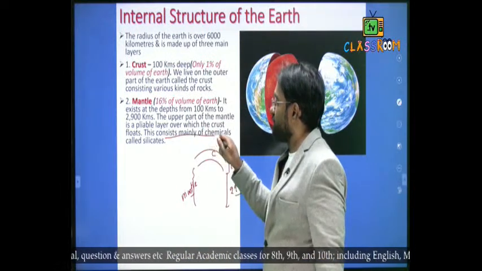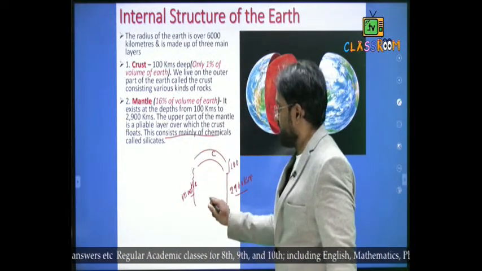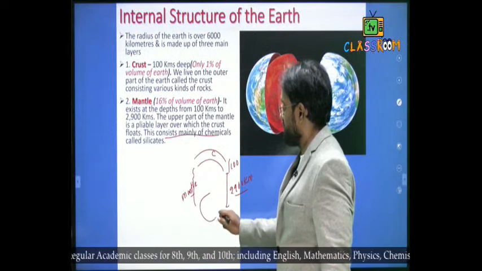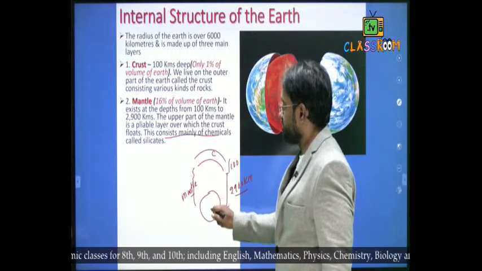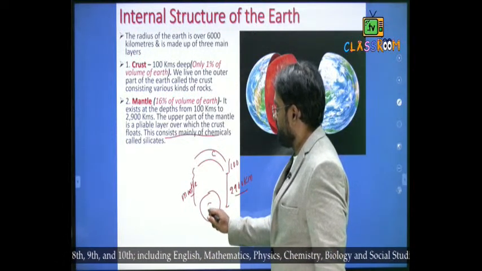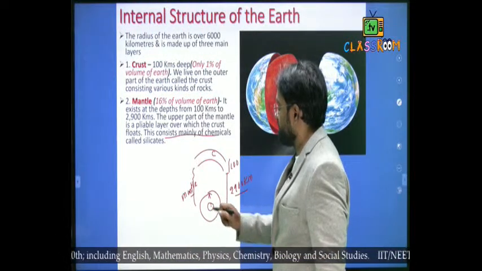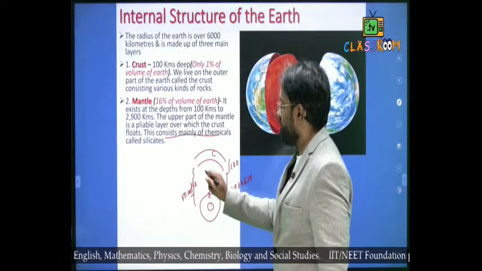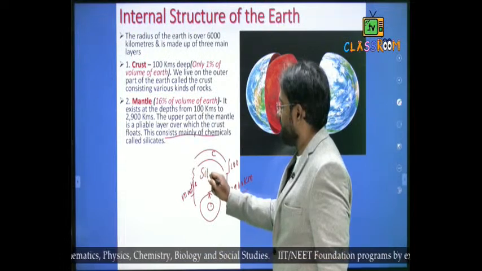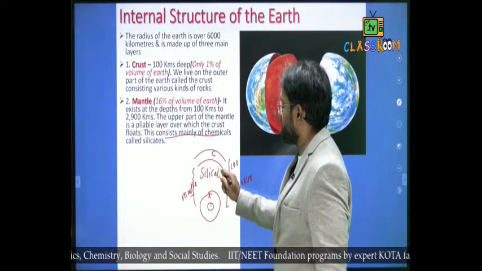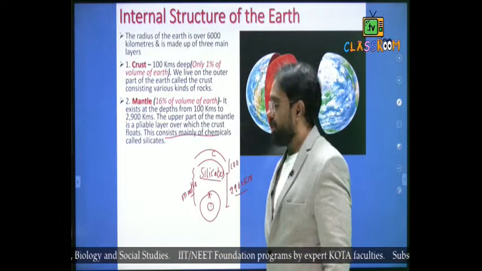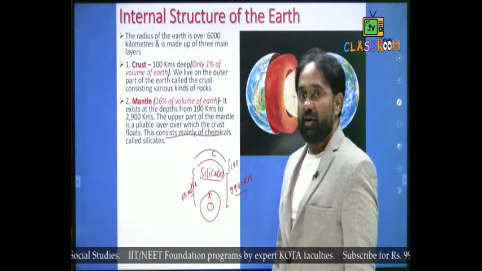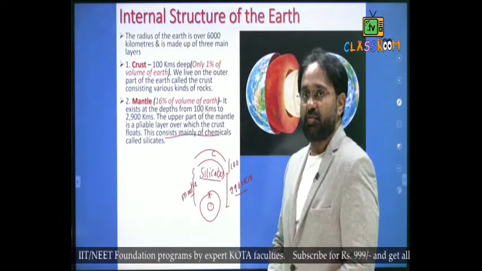This consists mainly of chemicals called silicates. See here, this is called the core region. This is the uppermost and this is the innermost, and this is the mantle. What will you find here? You will find silicates. Okay, silicates. And if you talk about volcanoes also, from where will you find the emergence of volcanoes?